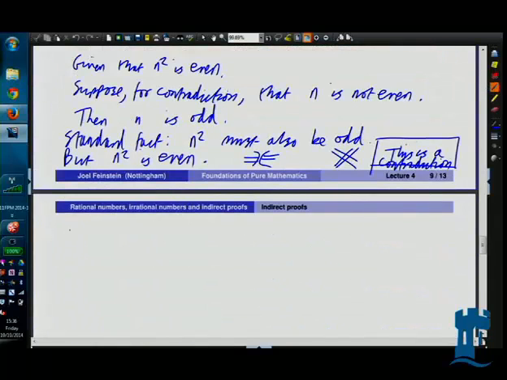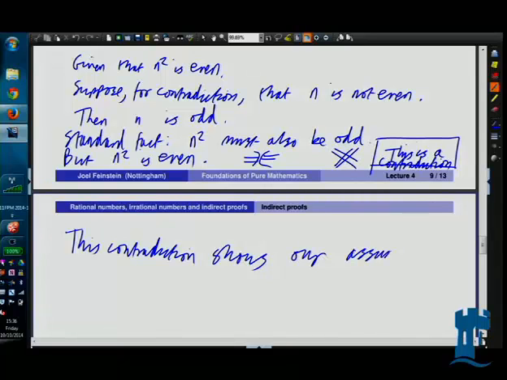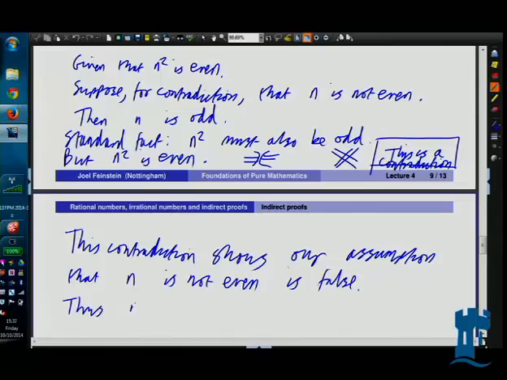This is a particularly easy example. So this contradiction shows our original assumption that n is not even is false, thus n is even, which ends the proof. Okay? If n squared is even, then n must be even.